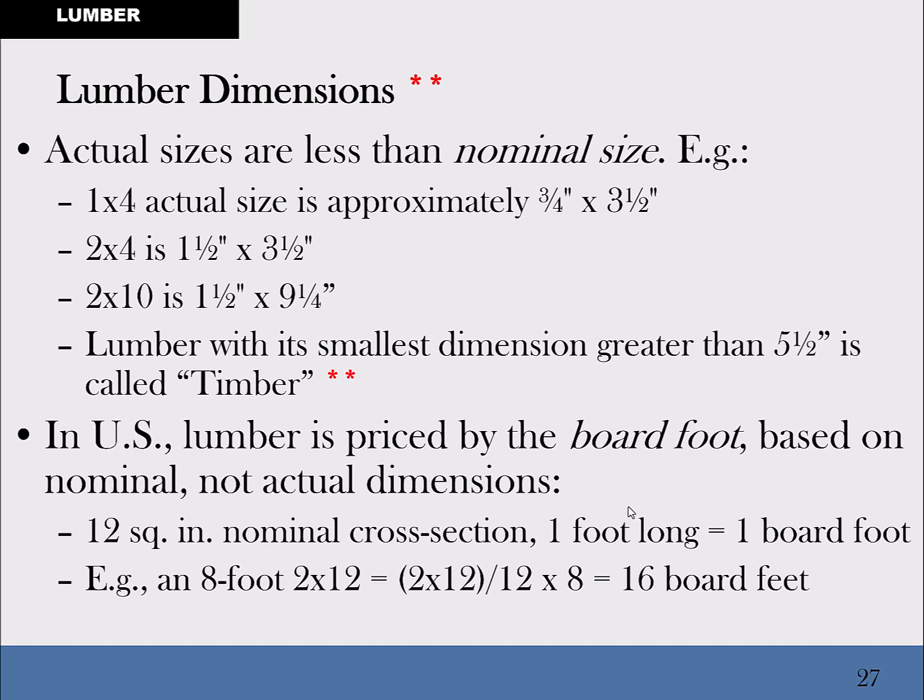The 2x10 is supposed to be, basically, in theory, 9.25. Sorry, I just need more coffee here, I guess. And then a 2x12 would be 11.25. So you're subtracting off 3/4 of an inch for each of these numbers.